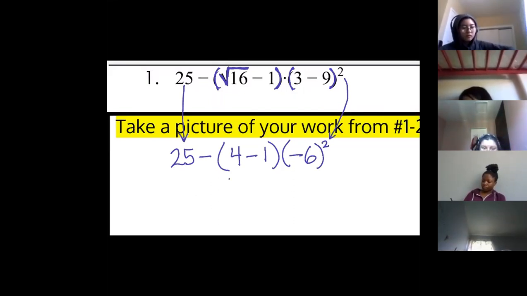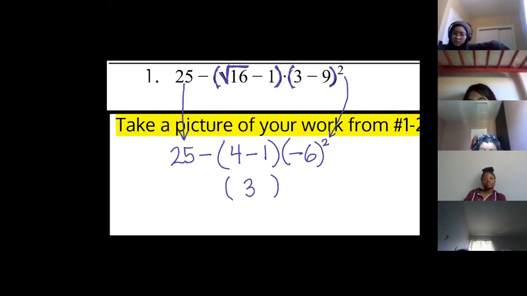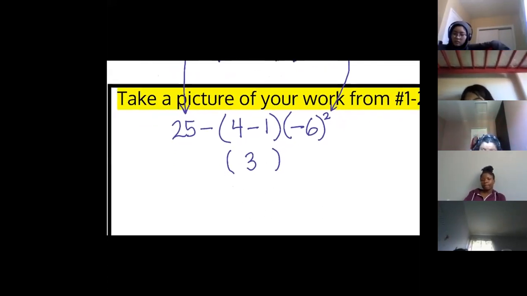So if I have 4 minus 1, what would that 4 minus 1 be? 3, yeah, 3. 3, awesome. And then I'm going to bring down my -6 squared. I'm going to bring down my 25. So I just did this part here.